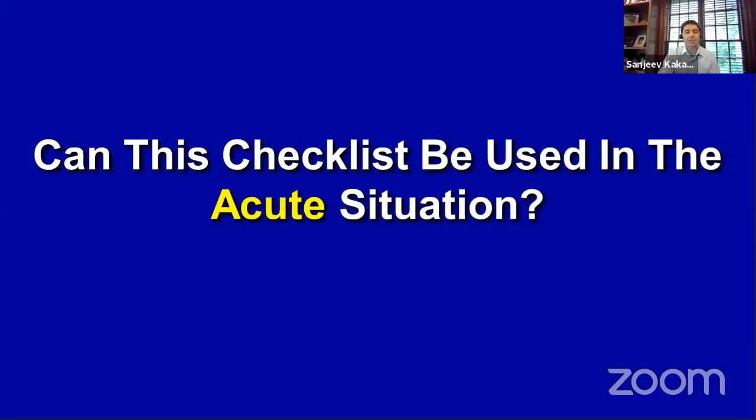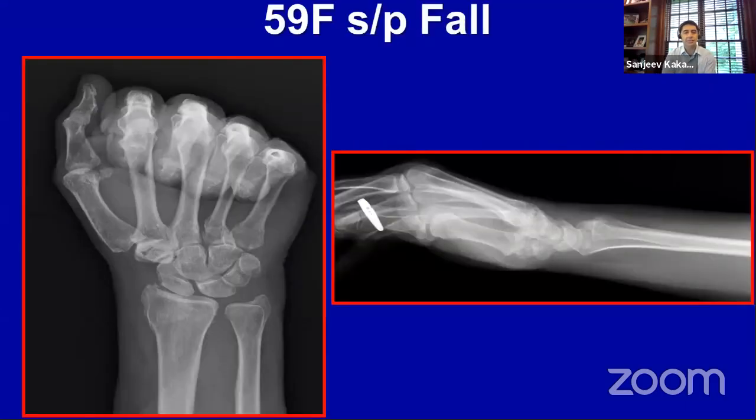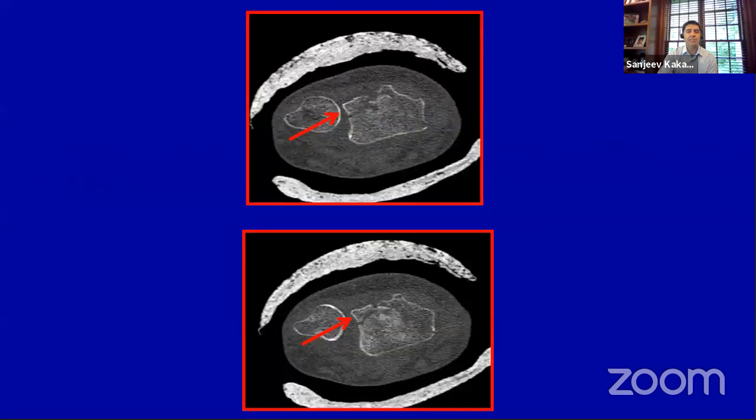What about this? Can we use this in an acute situation? So what about this patient? You can see a trip and fall, has a distal radius fracture, but actually the bone isn't the problem. Look at the diastasis of the sigmoid notch. So when you look at the CT scan, there's just a small dorsal ulnar corner. That is not enough injury there to cause that type of problem.